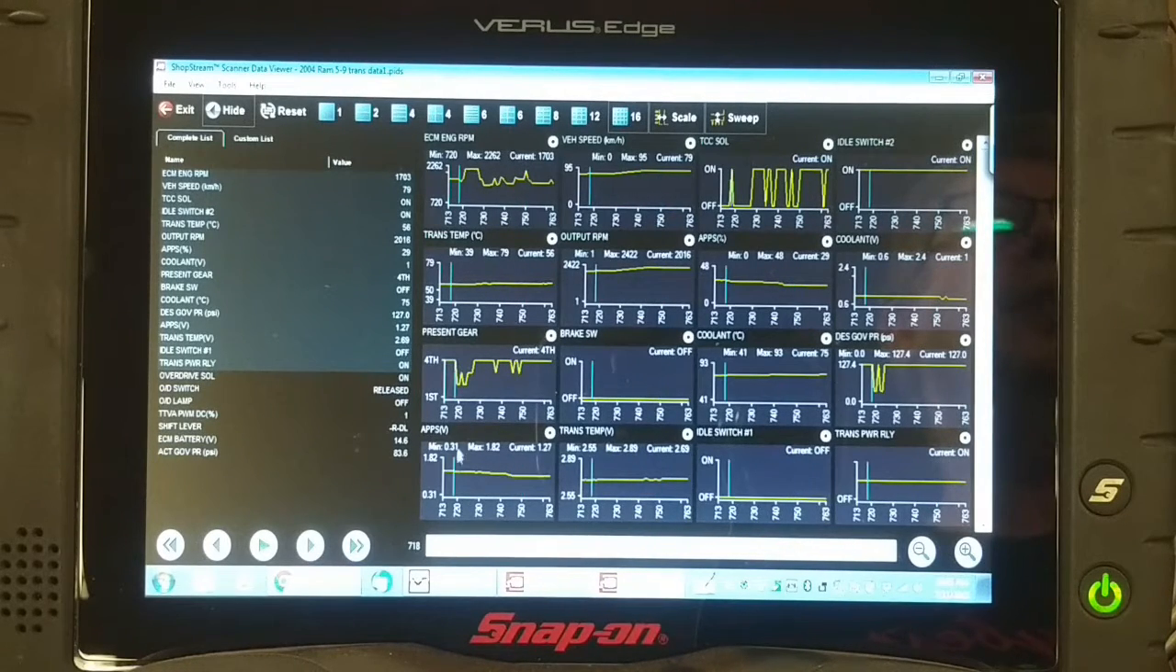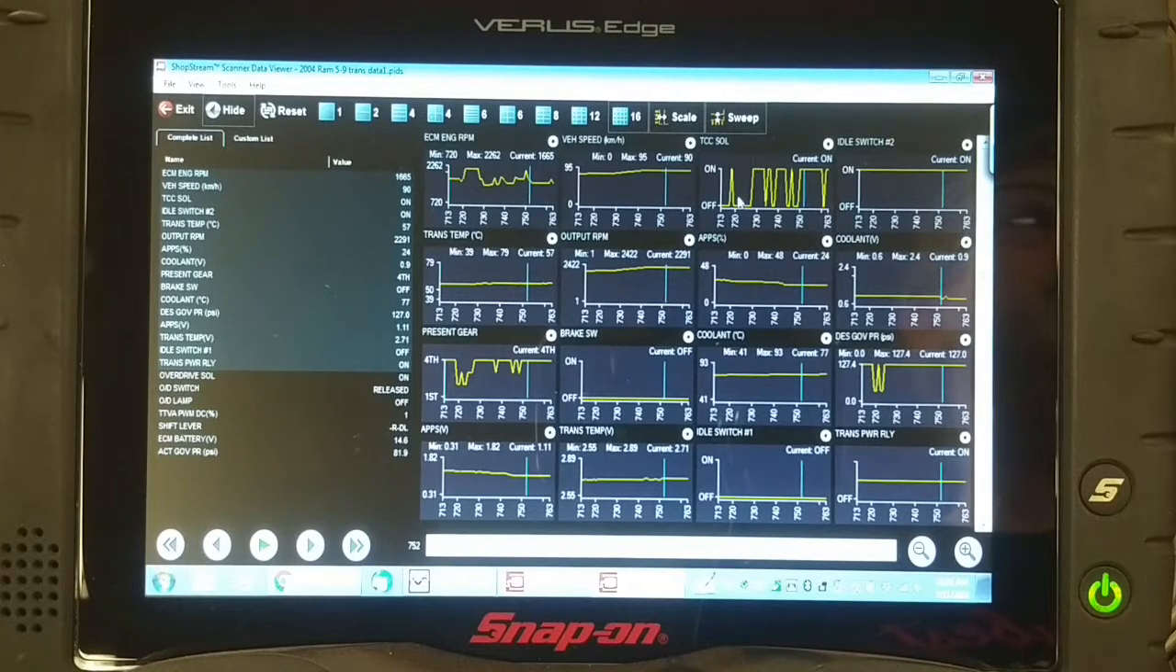And if I play this back in real time, you can see how fast it was shifting. And it did that a couple of times. This is the most obvious one here in the data recording. And at that time, the accelerator pedal did not change. Transmission temperature did not change. Brake switch status did not change. Output shaft RPM did not change. And the output speed sensor has been replaced in this thing already.